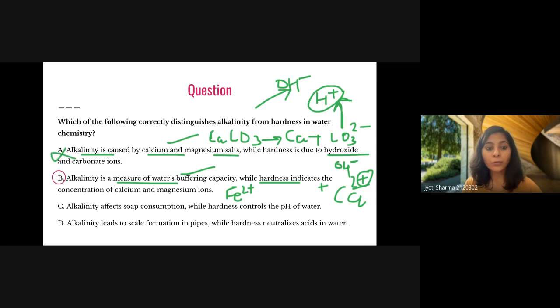If we are talking about the C, then alkalinity affects soap consumption while hardness controls the pH. pH control is the work of the alkalinity because it is reducing the acidity, it is neutralizing the acidity. Then this again is not the right option. Then scale formation in pipe, this is mostly due to hardness, and neutralization of the acid is due to alkalinity, and that's why this again is not the right answer. So B is the only answer that is right.